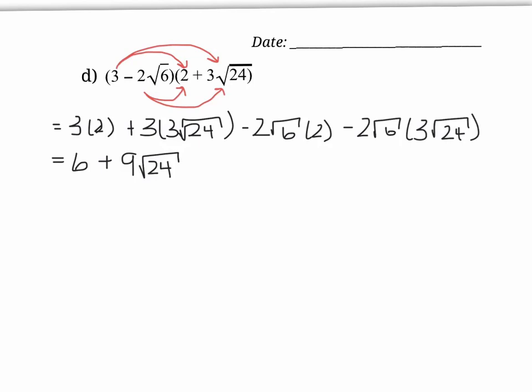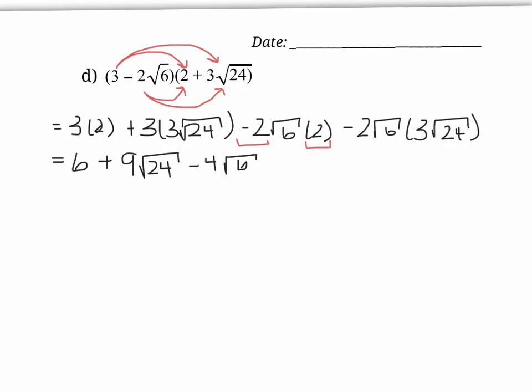And then let's take a look at this guy. I've got negative 2 times root 6 times 2. So what can I multiply here? I could multiply the negative 2 times the 2, and then just leave the root 6 alone. Negative 2 times 2 is just negative 4. And then I also have to times it by the root of 6. So I'll deal with that later.